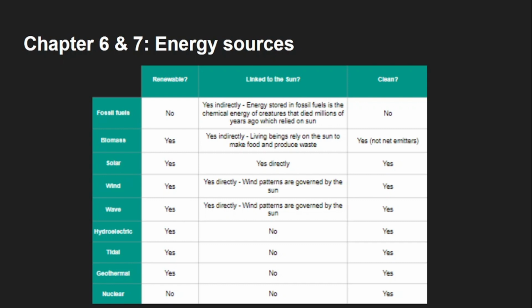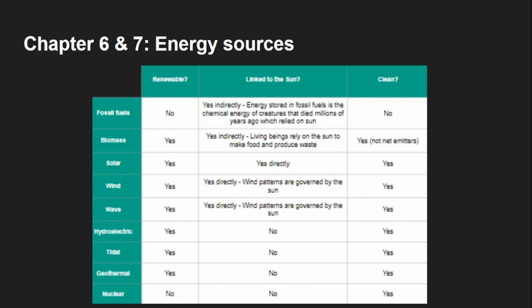So for fossil fuels, they're definitely not renewable, which means that they are not going to last forever. They will run out at some point. Are they linked to the sun? Indirectly, yes, because the energy stored in fossil fuels is essentially the chemical energy of creatures that died millions of years ago.